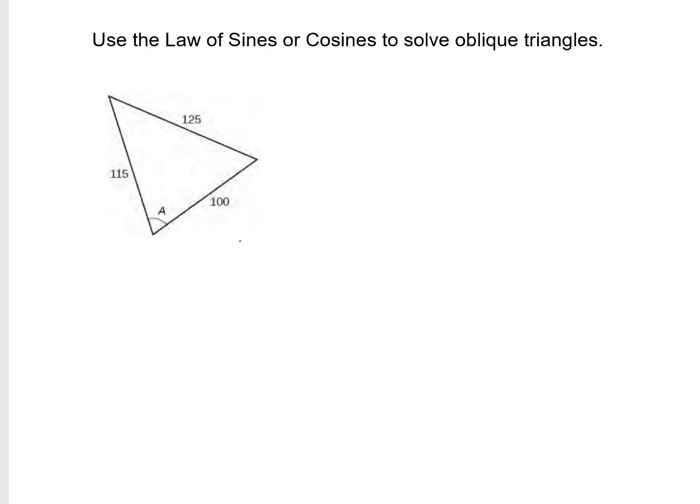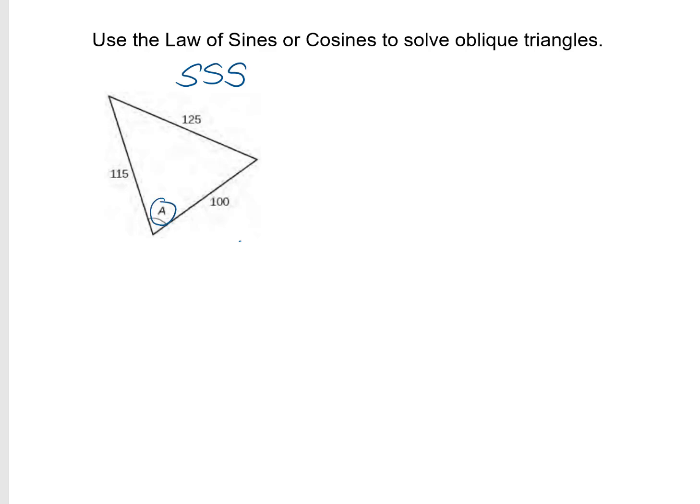We want to use the law of sines or cosines to solve this triangle, and I see in this triangle I have side, side, side. So I can't use the law of sines because I don't have an angle and a side opposite it. We're going to need to use the law of cosines in a little different way.